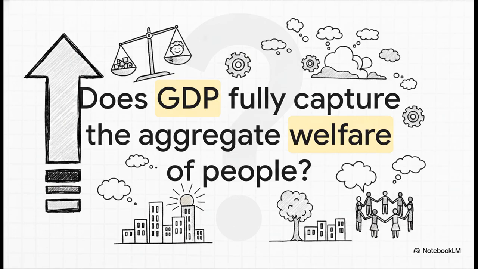All right, so we've built up the mechanics of measuring national income from the ground up. But this leaves us with a pretty provocative thought. We know exactly how to calculate GDP perfectly now. But does this giant accounting number actually mean we're living better lives? Does maximum production automatically equal maximum human welfare? It's a question every economist has to wrestle with as they look beyond the balance sheet.